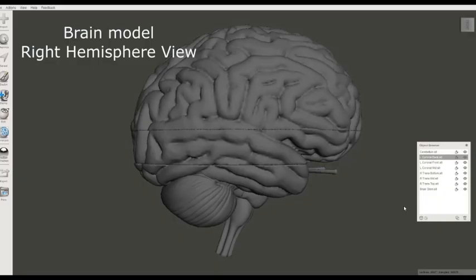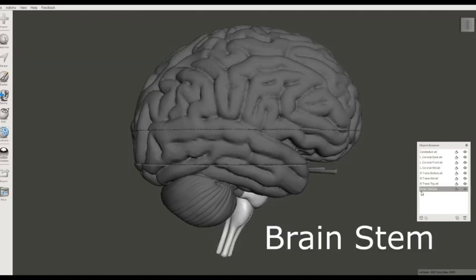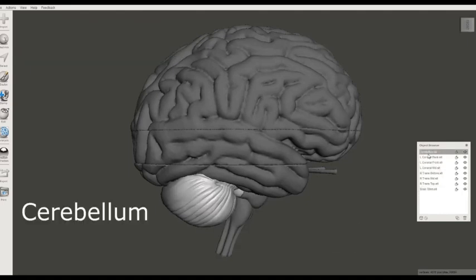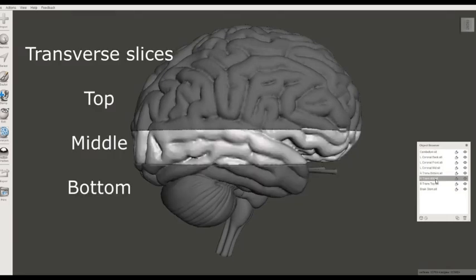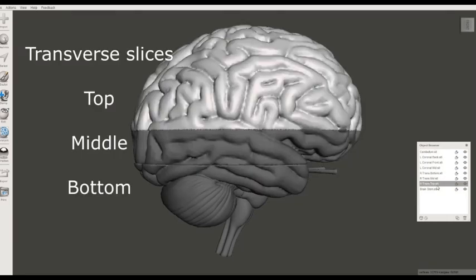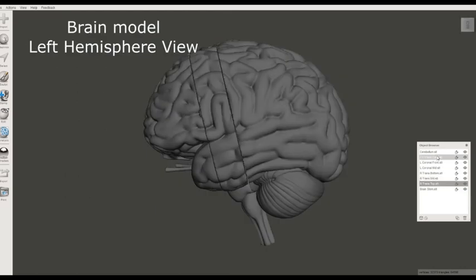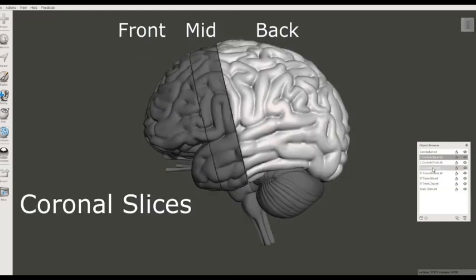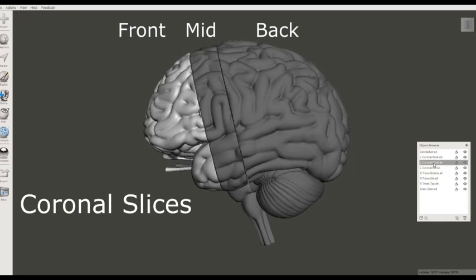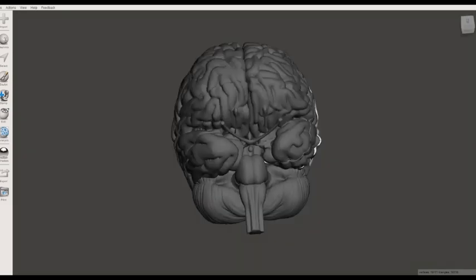The brain model is composed of 8 separable components. These include the brainstem, the cerebellum, 3 slices of the right hemisphere, which include the transverse top, middle, and bottom, as well as 3 slices of the left hemisphere, the coronal front, middle, and back. These brain components were modeled in CAD software to help determine exact slice locations, which are intended to help showcase as many of the internal brain features as possible, while still minimizing the number of overall components needed.